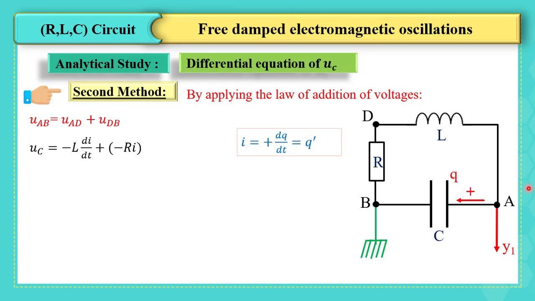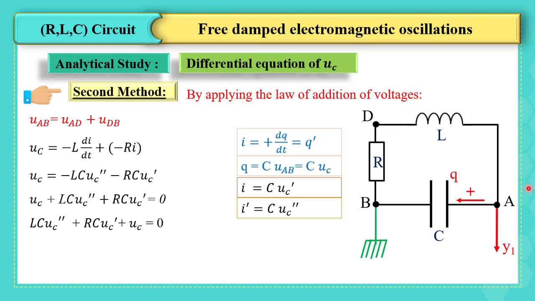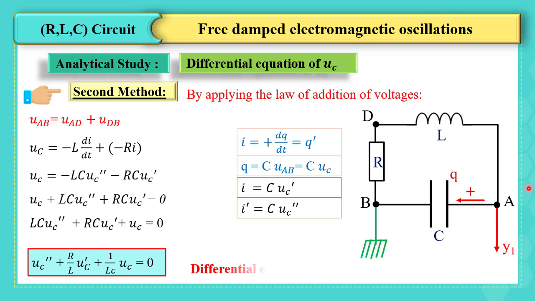As we have mentioned in the previous method, I is written as plus dQ by dt, Q prime, and finally, it can be written as C UC prime. Then I prime is C UC double prime. Let's replace I and I prime by these expressions, then rearranging the equation and dividing by LC, we get to the same differential equation that governs the variation of UC.